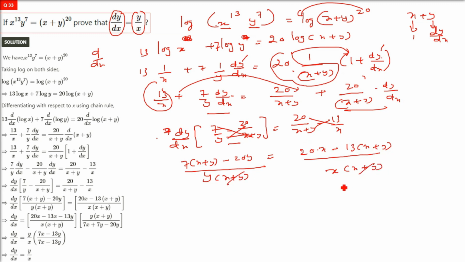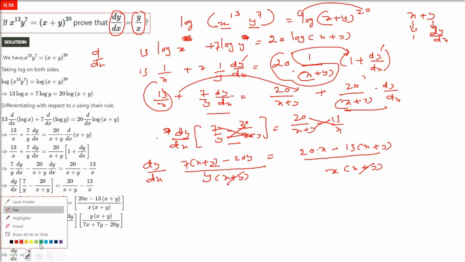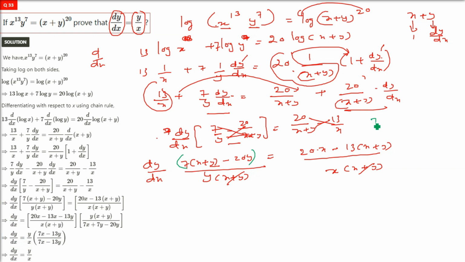Okay, x plus y, you can cancel these two out. And what is remaining is x and y in the denominator on either side. So dy by dx. Now let us see what is there in the numerator, because it has to cancel out. We don't have anything on the answer. So 7x plus 7y minus 20y will be 7x. 7y minus 20y is minus 13y. So this is going to be 7x minus 13y. Here on the right hand side we have 20x minus 13x minus 13y. So 20x minus 13x will be 7x. 7x minus 13y.